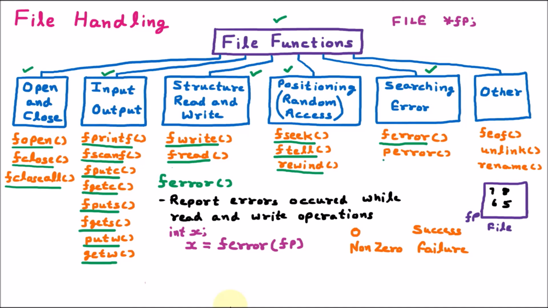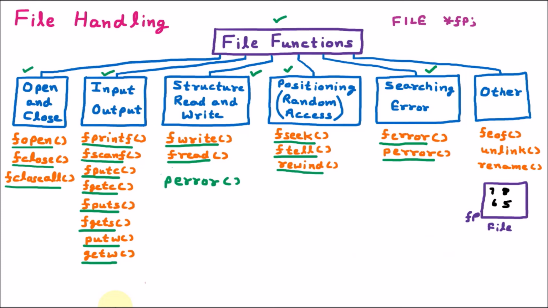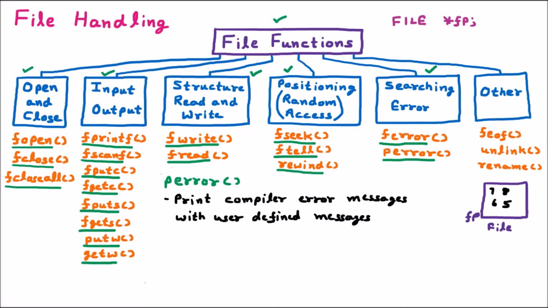The next function is perror. This function prints the compiler error messages along with user-defined messages. So here the perror function is used to show the compiler error, and as well as with that we can show the user-defined messages. So let us assume that I want to use this function by saying perror. So it will show the normal compiler error. But in the bracket if I am providing something, let's say if I am saying error, so that error will also be shown. So let's say this message I am passing.